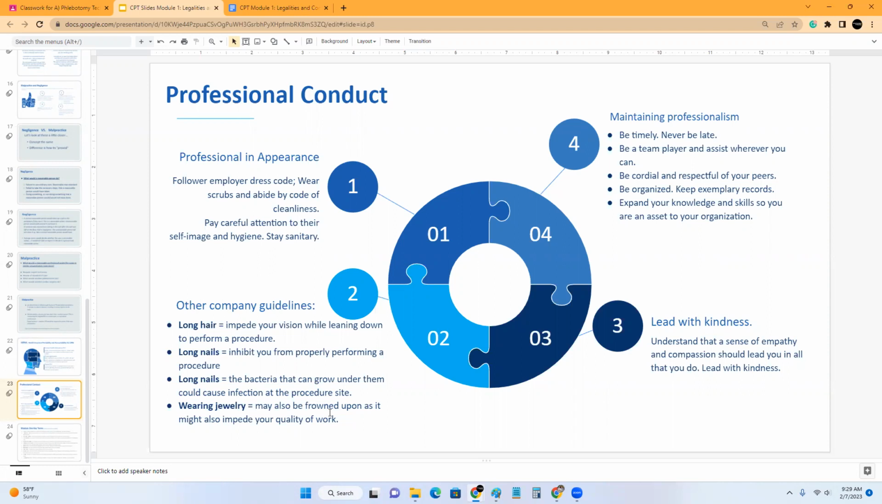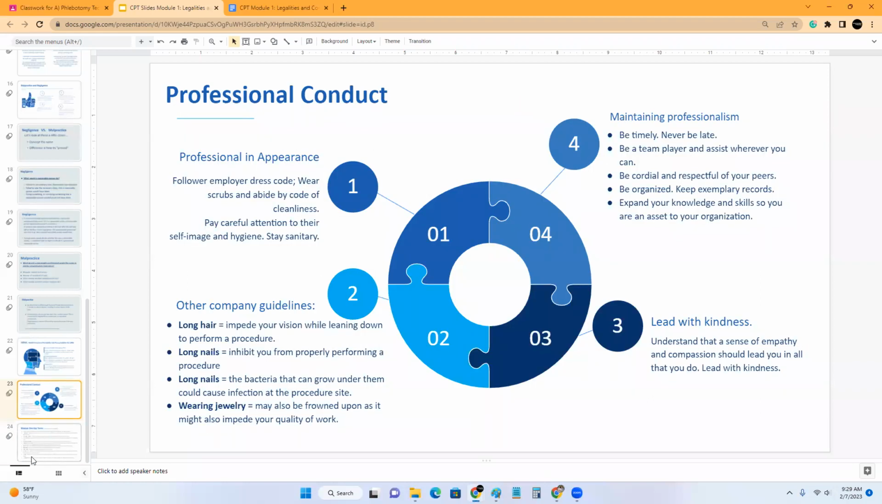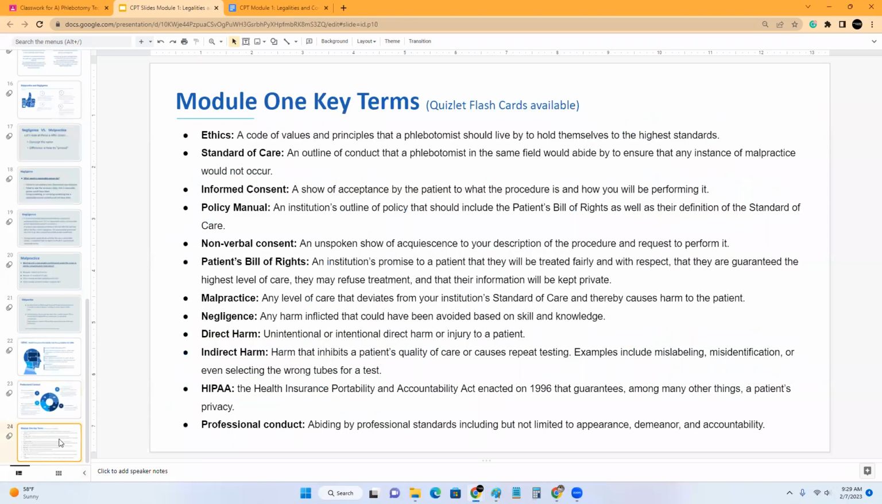And I don't know why I didn't put this one as number 1, but it should be. Lead with kindness. Understand a sense of empathy, sympathy, or compassion, whatever you want to call it, but just lead with kindness. A lot of times patients are not feeling well. Sometimes they're just in a bad situation and they're going to be grumpy. And that's okay. Just make sure that you are leading with kindness regardless of that situation.